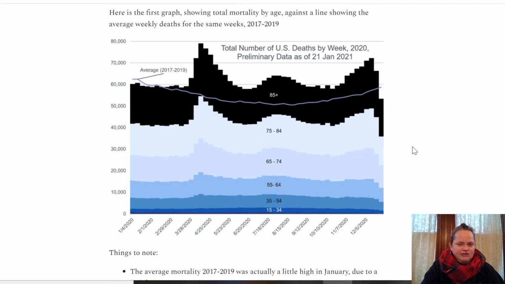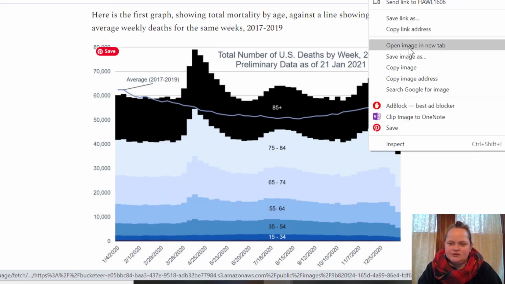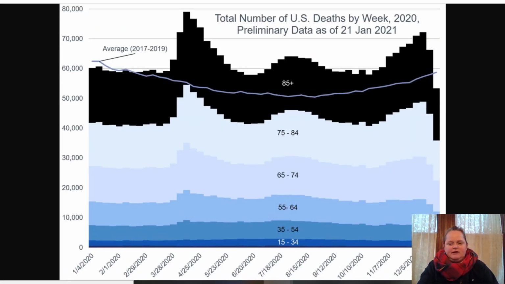So let's just start with my base graph, and I'll make it a little bigger. Actually, let's open it in a new tab. There we go. Okay, so let's look at this. This is our base structure. Now, this has the average 2017 to 2019. In a later graph, you'll see I use the average from 2015 to 2019. I'll talk about that in a moment.